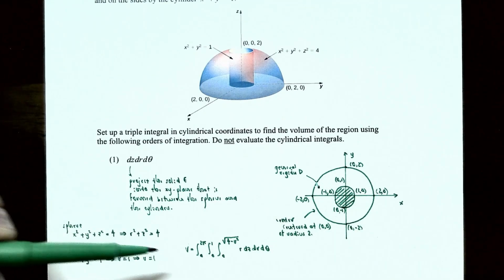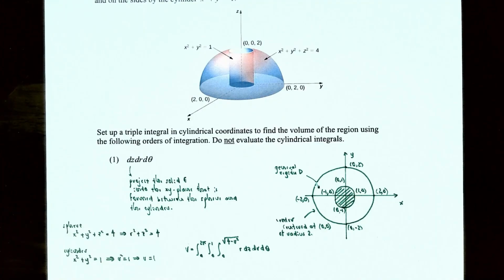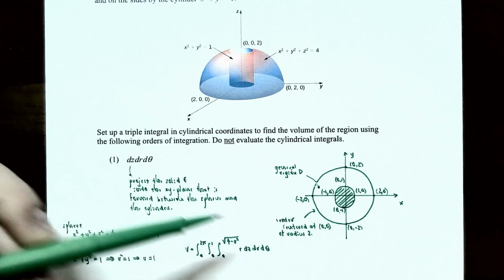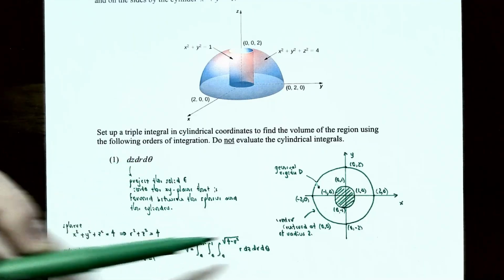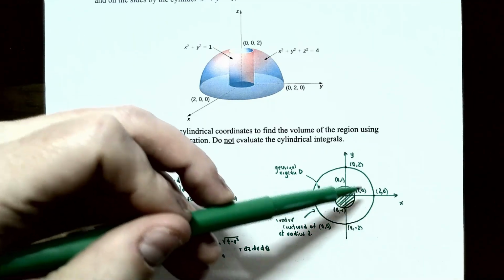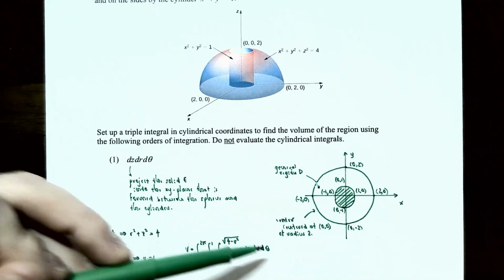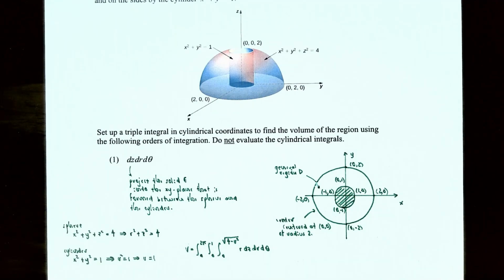The volume that we're trying to find can be represented using an iterated triple integral, where we're integrating with respect to z first. That'll be the inside integral. r will be the middle integral, and then theta will be the outside integral. Notice for this region that we're integrating over, theta ranges between 0 and 2 pi, so that's your outside integral. Your middle integral are r values, which are between r equals 0 and r equals 1.